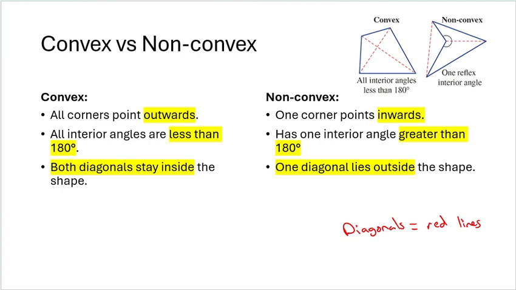Secondly, you got non-convex. You have one corner pointing inwards. You have one interior angle greater than 180. That means that this turns into a reflex angle. So you're guaranteed at least one reflex angle. And then finally, you have one diagonal that lies outside the shape. So as you can see, the shape is the blue line. In my non-convex diagram here, you can see the diagonal. It's not within the shape itself. It's not within the blue line. There's one of them that's outside. So that's the main difference there.